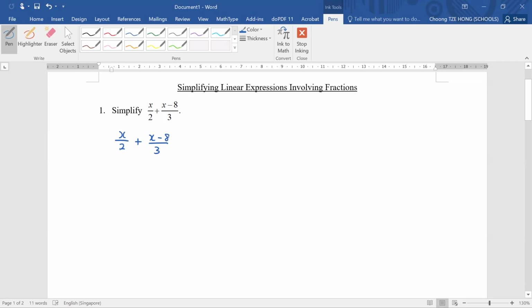The first fraction has a denominator of 2, so we will multiply by 3. The second fraction has a denominator of 3, so we will multiply by 2, right? So over here, x times 3, we will have 3x over 6 plus, and for x minus 8, it's very important to know that when you multiply by 2, you are not only multiplying the x or the negative 8 only, but you are multiplying both by 2.